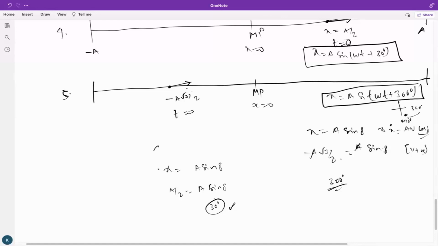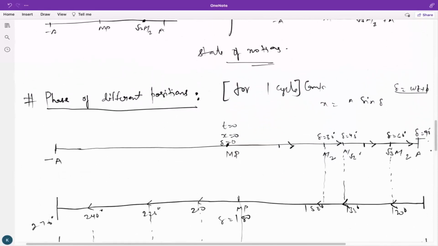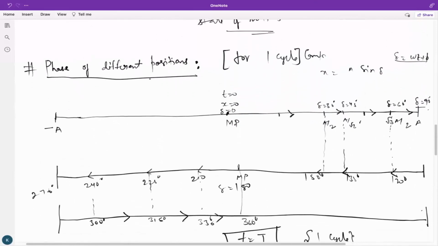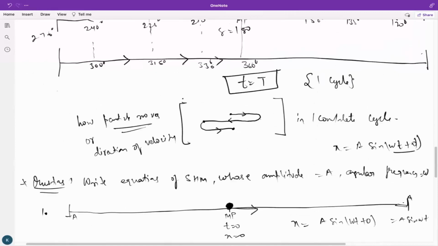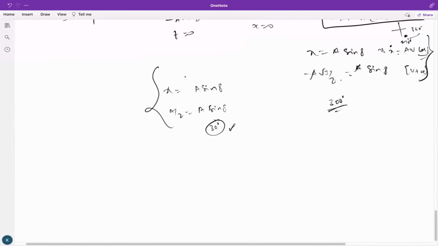I hope it will be clear to all of you, right? So this is actually an easy question. You have nothing to do, it is just related to the phase of different positions, right? Now, let me give you another question, which is based on the above concept and whatever we have already read. Okay, so let me write it here.